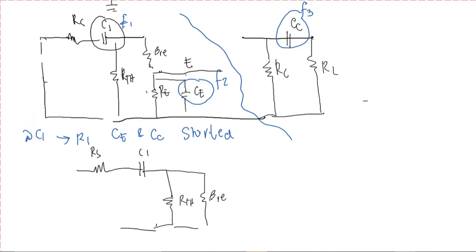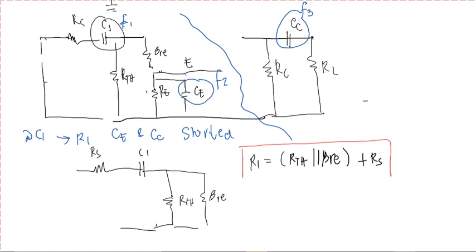So what configuration do we see here? We have R1 equal to RTH parallel with beta RE, and then plus, they are in series with RS. This is your R1 formula. Okay, so that is the R1 formula.